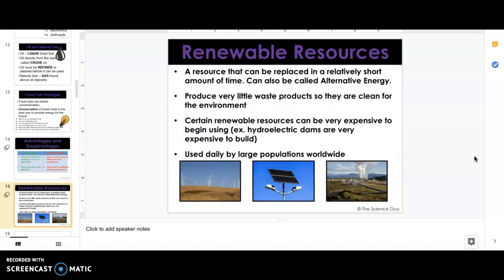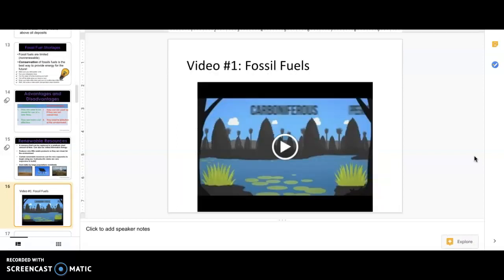We're now also going to look at renewable energy. As I said, they're sometimes called alternative forms of energy. They're pretty clean for the environment. Some do have some negative effects on the environment that we're going to see. Certain ones can be expensive, such as building a hydroelectric dam. But they're used daily worldwide, so let's take a look.